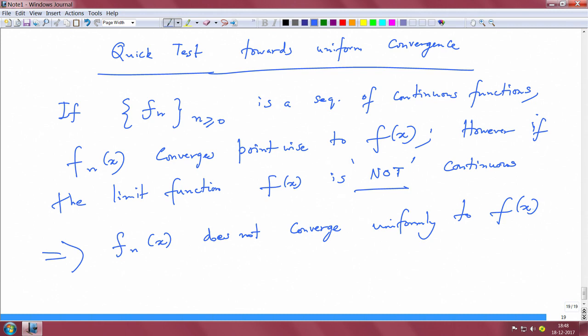So, I consider a sequence of continuous functions and I assume fn of x, small n of x, converges pointwise to f of x. That means each individual function converges pointwise. However, if the limiting function is not continuous, then the sequence does not converge uniformly to f of x. And this is a very useful result when we have to touch upon subtle aspects in the convergence of the Fourier series.